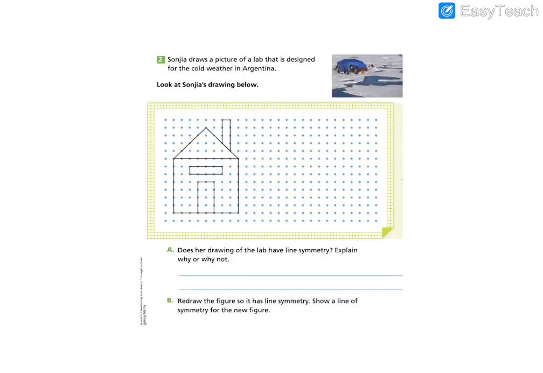Let's go ahead and take a look at number 2. Sonia draws a picture of a lab that is designed for the cold weather in Argentina. Does her drawing have a line of symmetry? Explain why or why not. Well, does her picture have a line of symmetry? No.